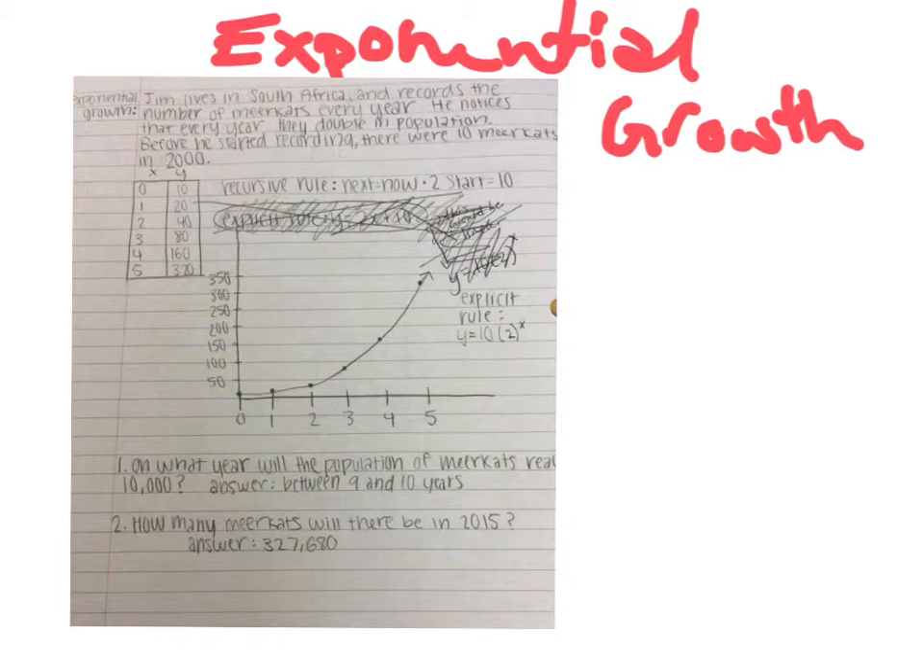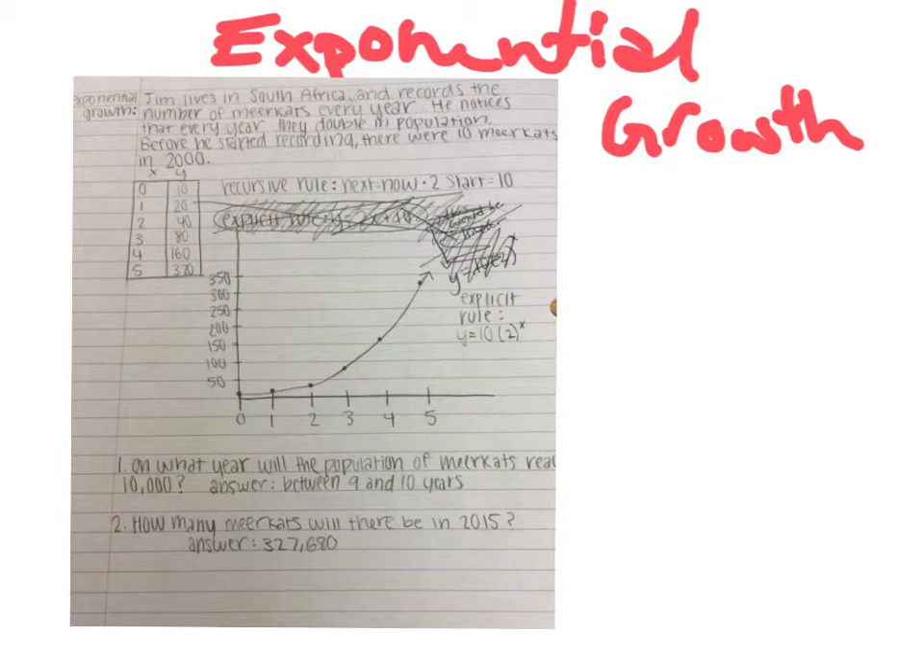The explicit rule would be y is equal to 10 times 2 to the x power, and the graph is curved because it's an exponential problem. Question number 1. On what year will the population of meerkats reach 10,000?